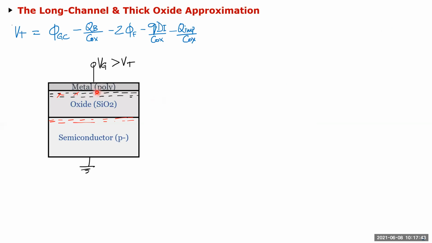So we derived this voltage, which turns out to be a function of the gate to substrate work function difference, which you can imagine as the built-in voltage of the PN semiconductor, then the depletion charge divided by the oxide capacitance COX, then 2 times the Fermi potential of the semiconductor substrate.